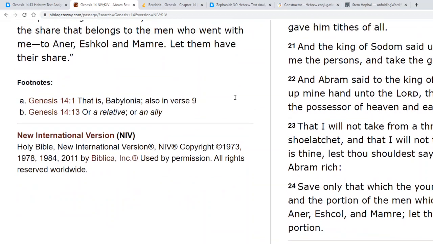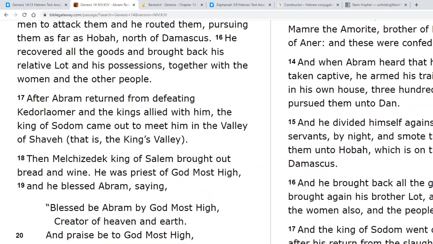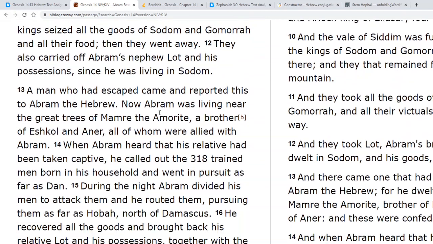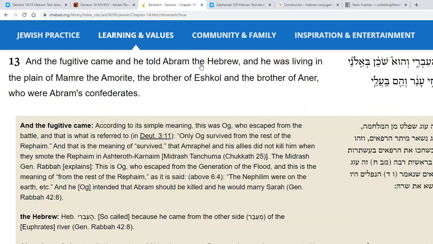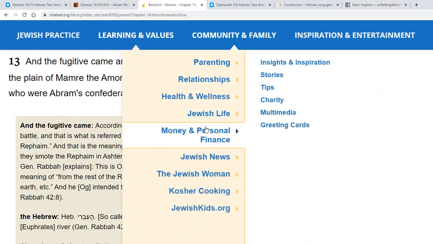Let's see what the note says. Or a relative, achi, or an ally. Yeah, I mean, achi can be more of a, but literally it means brother. And the fugitive came and told Abram, yeah, the fugitive. It says hapalit, right? And it is the article, which is kind of interesting.